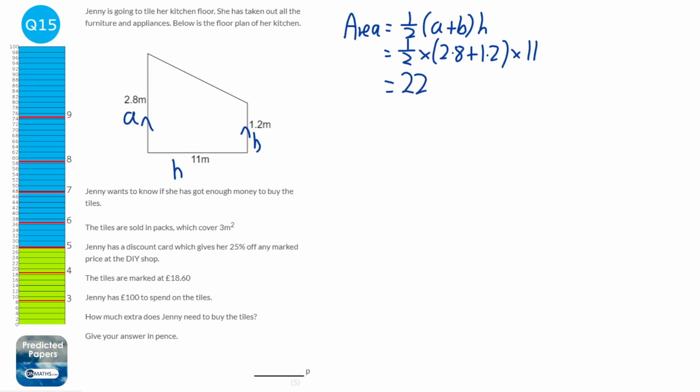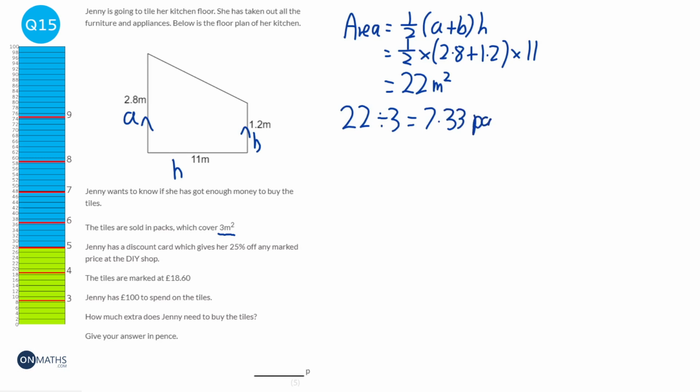So the area of the floor is 22 meters squared, and it says here that the tiles are sold in packs which cover 3 meters squared. So if each pack covers 3 meters squared, we do 22 divided by 3, which will be 7.33 packs that we need. Now obviously you can't get 0.33 of a pack, so we're going to have to get 8 packs and just have some left over. So we'll need 8 packs in total.